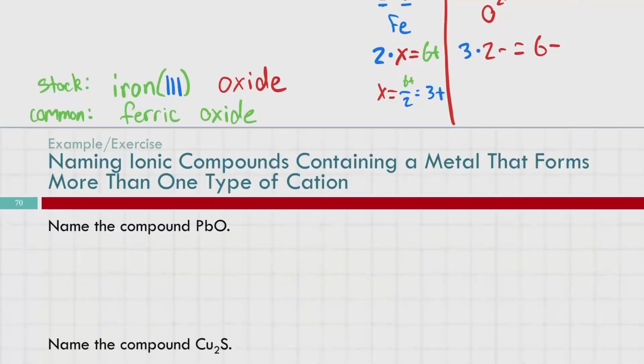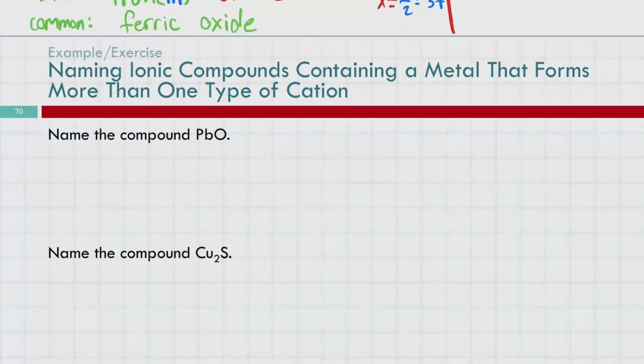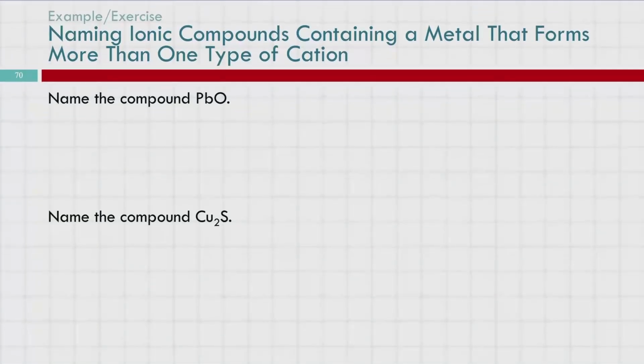All right, so we're going to name some compounds. We want to name the compound PbO. Pb is what? Peanut butter. It's thick, it's chewy. Lead is also thick and chewy, I assume. Don't chew it, it's bad for you.